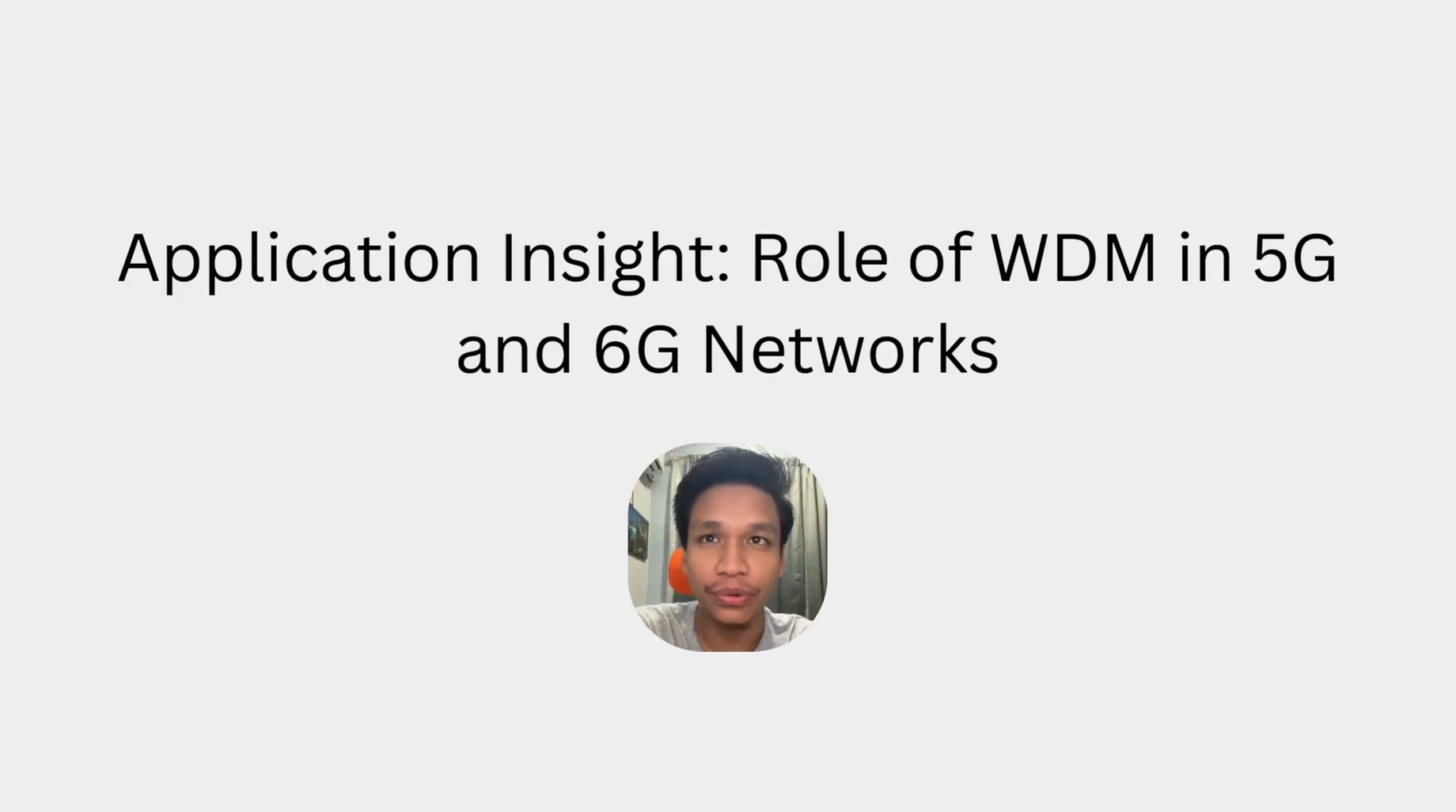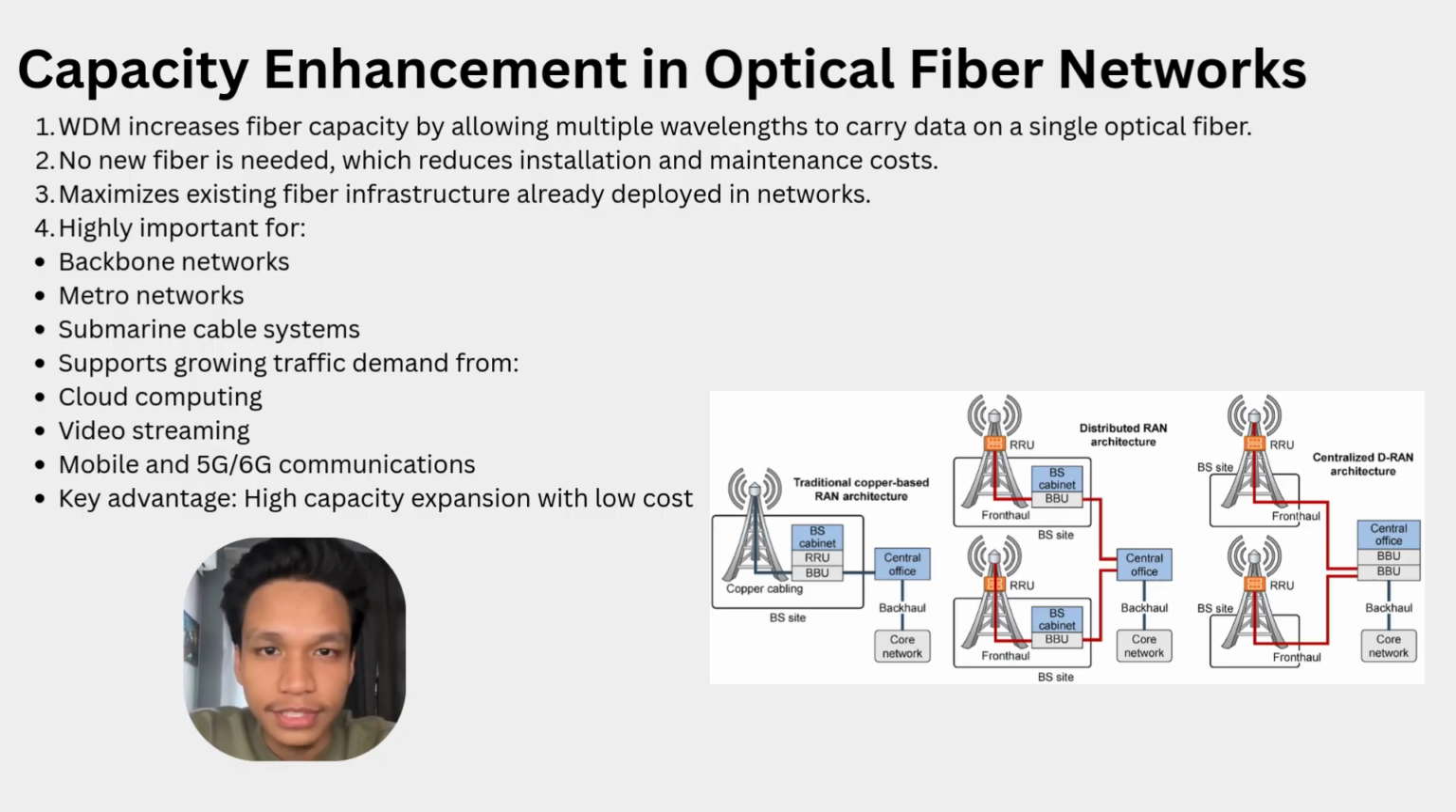From this point forward, I will explain a bit about the application insight regarding the role of WDM in 5G and 6G networks. Now I will continue presenting about capacity enhancement in optical fiber networks. Firstly, WDM increases fiber capacity by allowing multiple wavelengths to carry data on a single optical fiber. Instead of using separate fibers for each signal, many data channels can be transmitted simultaneously on the same fiber.